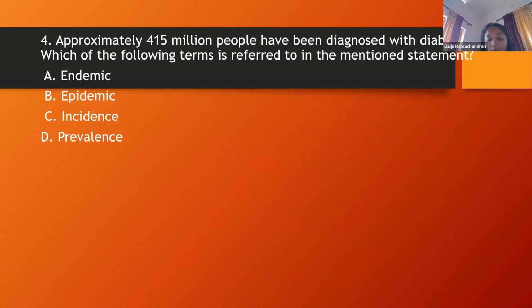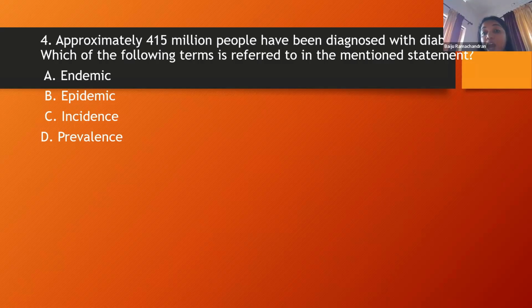And epidemic, what do we mean by epidemic? Epidemic means the outbreak of a disease, a sudden outbreak of a disease. For example, if we take the condition of corona, what happened? Suddenly there was an increase in cases of corona.